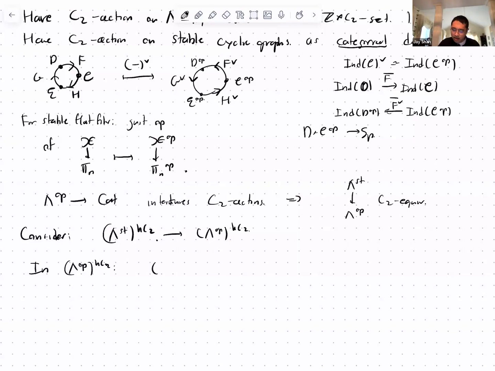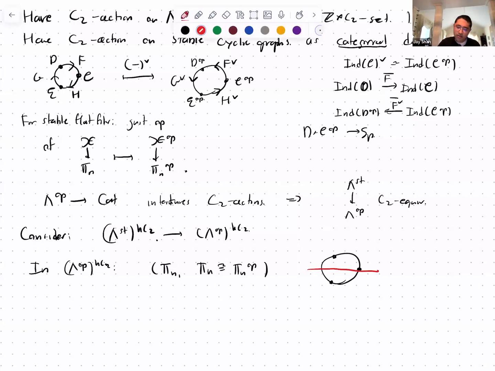In lambda op, what is an object? Let me just label it by the category generated by the directed graph. It's some Tn together with a chosen isomorphism between Tn and its opposite or reverse graph. I'll draw these as follows. If I have some vertices, then it's choosing an axis of reflection. So I can have axes of reflection that fix vertices. I could fix a vertex under this isomorphism, or I could, for instance, not fix one and just have orbits which are all free under the C2 action.